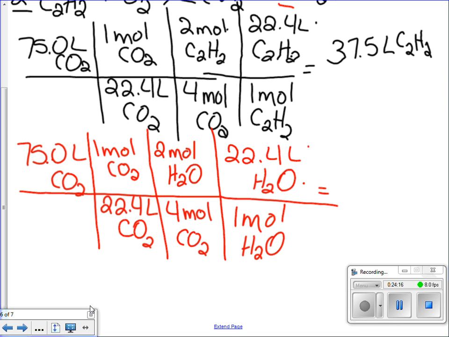And I can plug this in my calculator, multiply across the top and get an answer, multiply across the bottom and get an answer. And you should also get 37.5 liters of H2O.